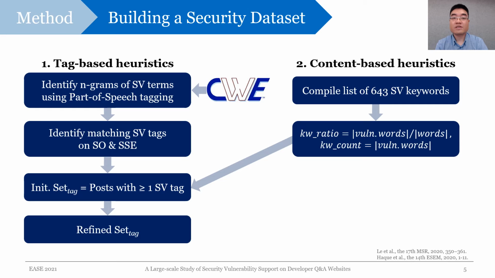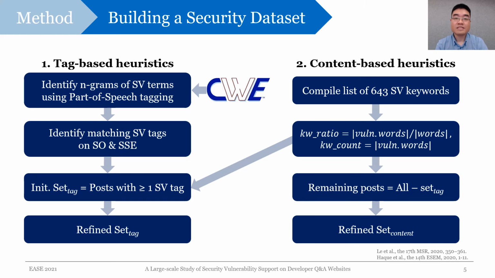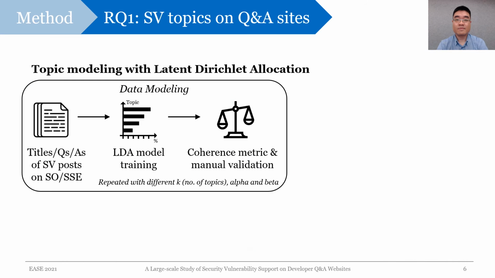Using different content-based thresholds, we first refine our set of tags, and then obtain the set of content from the remaining posts, and finally combine these two sets to develop the golden vulnerability dataset for answering our research questions.